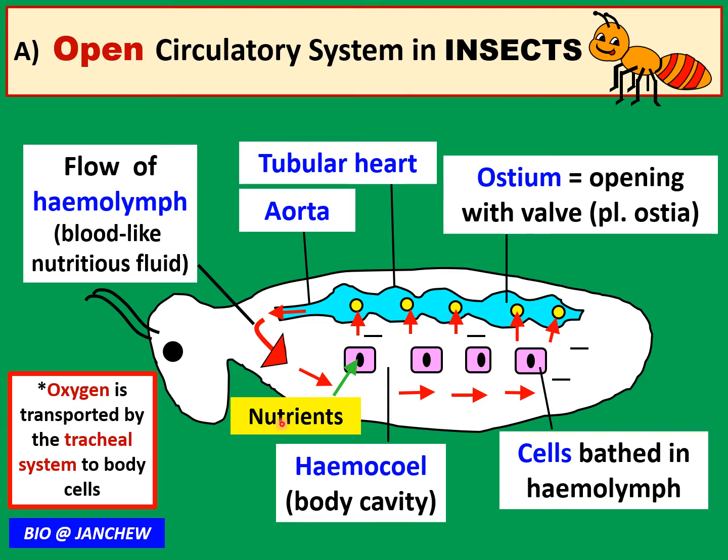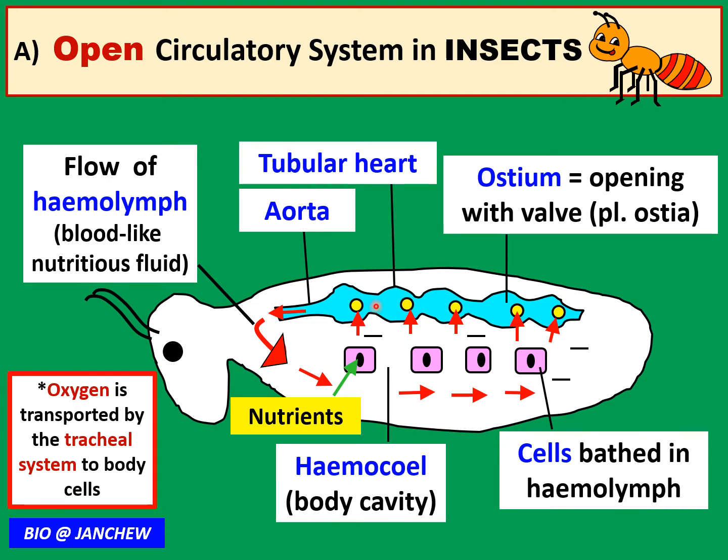Next, let's look at the heart now. What is the structure of the heart? The structure of the insect's heart is like a long tube. So it's a tubular heart with many chambers. There are many tiny chambers joined together. For example, certain insects have about 5 chambers, and certain insects have more than 10 chambers in the heart. And this heart is filled with the haemolymph.